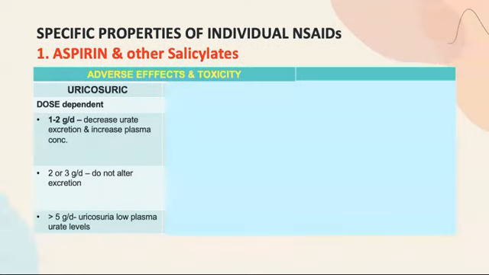The effects of salicylates on uric acid excretion are markedly dependent on dose. Low doses of 1 or 2 grams per day may decrease urate excretion and elevate plasma urate concentrations. Intermediate doses of 2 or 3 grams per day usually do not alter urate excretion. Larger than recommended doses of more than 5 grams per day induce uricosuria and lower plasma urate levels. However, such large doses are tolerated poorly.